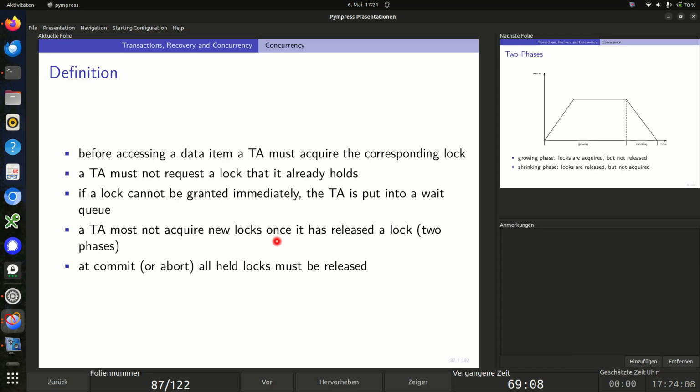Now the idea is two-phase locking. I have two phases: a growing phase and a shrinking phase. In my growing phase, I'm getting all the locks, and in the shrinking phase, I'm releasing all my locks.